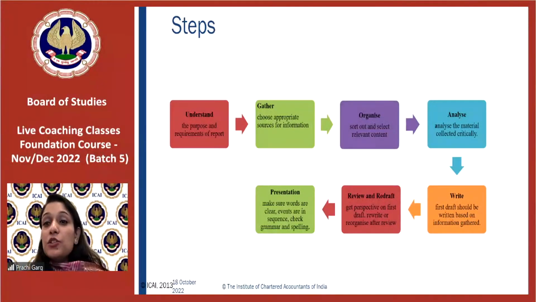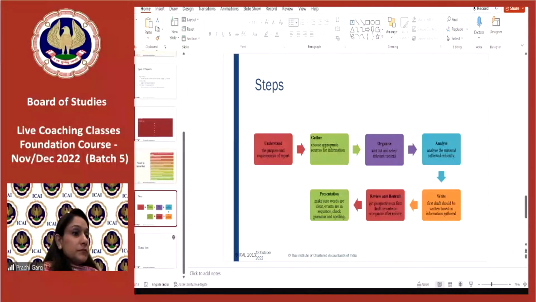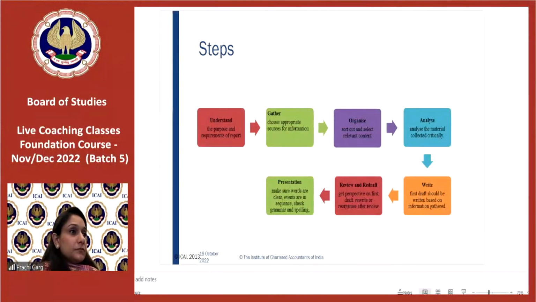Then comes the presentation part. Make sure the words that you use are clear, events are in sequence, there's no grammar or spelling error, there's no punctuation error, and sequence is very important for your report writing. Are we clear? Any problems that you have so far about steps? All of this is a formal report only because you are going to publish it formally.